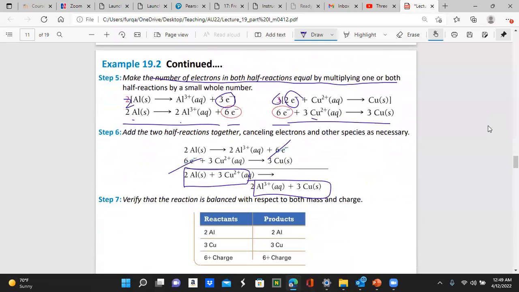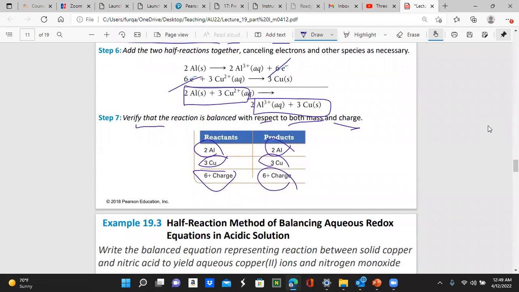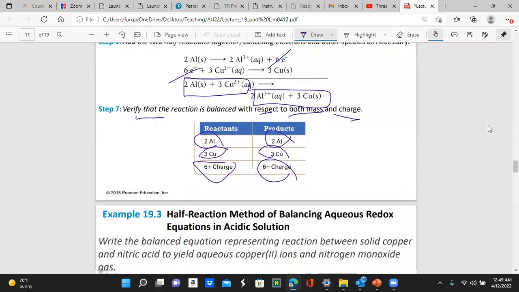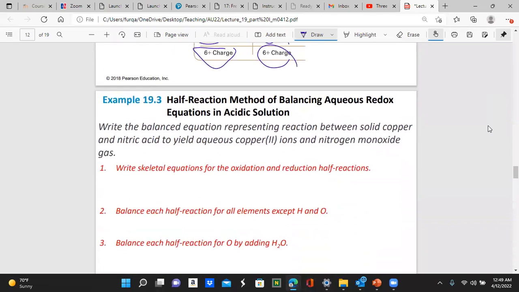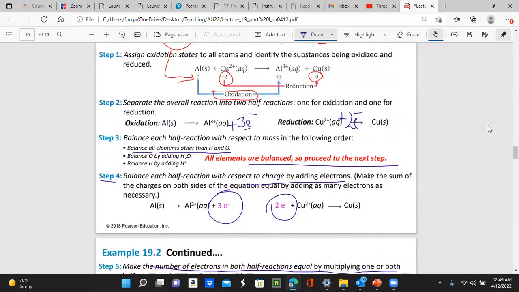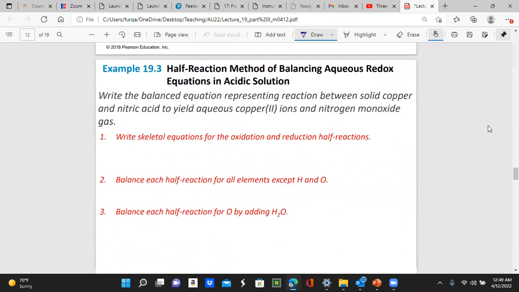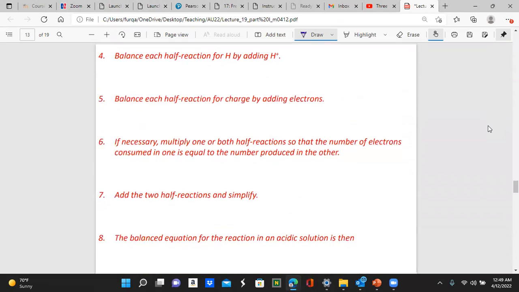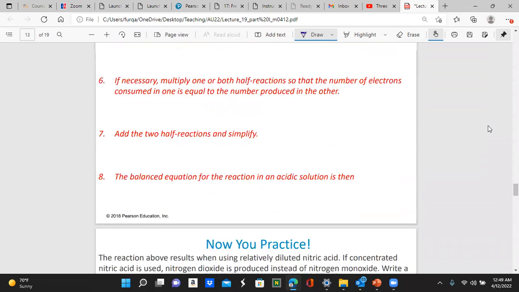And at the end, we have to verify that the reaction is balanced with respect to both mass and charge. Okay, so we have 2 aluminums here, we have 2 aluminums here, we have 3 coppers here, we have 3 coppers here, 6 plus charge on that side, 6 plus charge on that. That we are not writing in the chemical equation because it's on both sides, similar, okay? Now, this is an example of how we are going to proceed with it. This is an example that I'm going to do for you, and then there is going to be one for you to practice. Okay, that's how we will learn it.